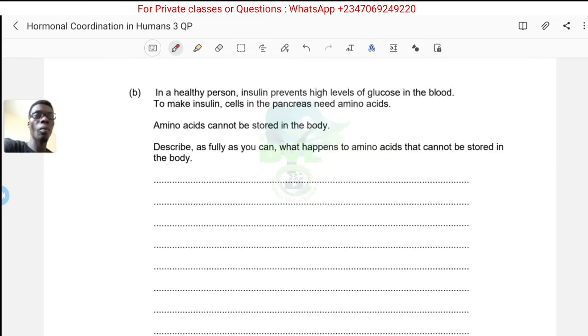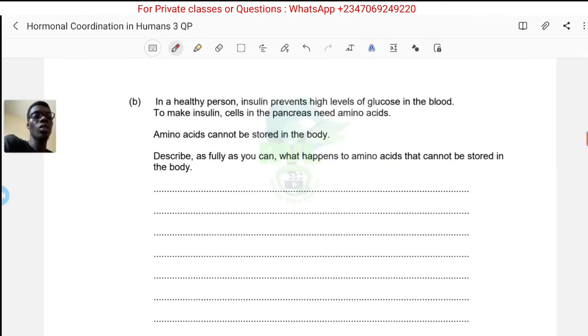In a healthy person, insulin prevents high levels of glucose in the blood. To make insulin, cells in the pancreas need amino acids. Amino acids cannot be stored in the body. Describe as fully as you can what happens to amino acids that cannot be stored in the body.